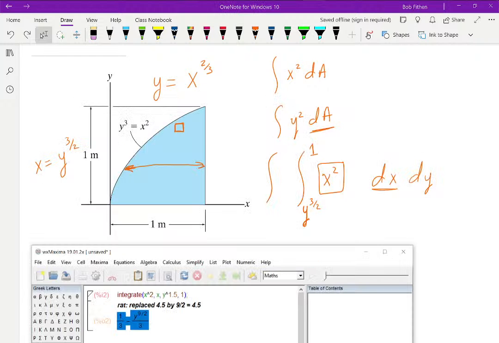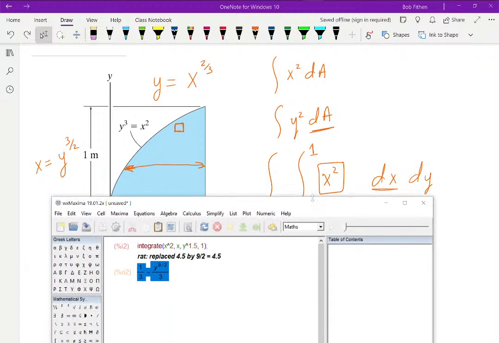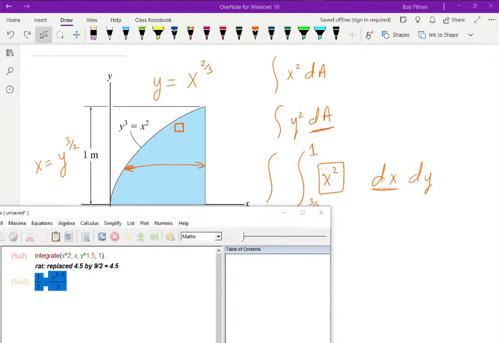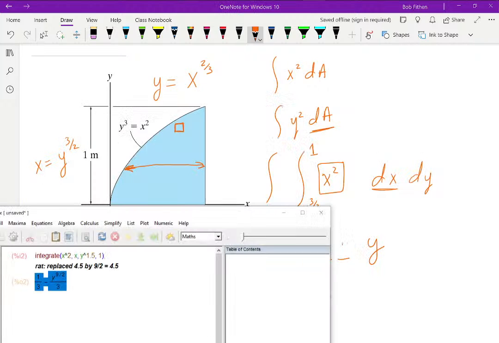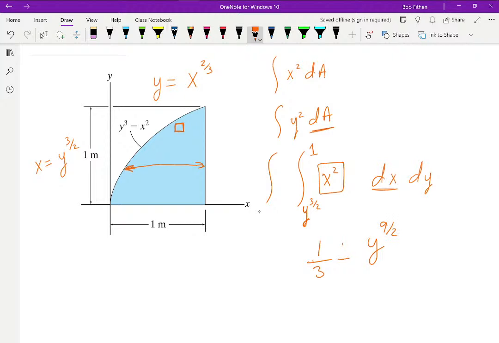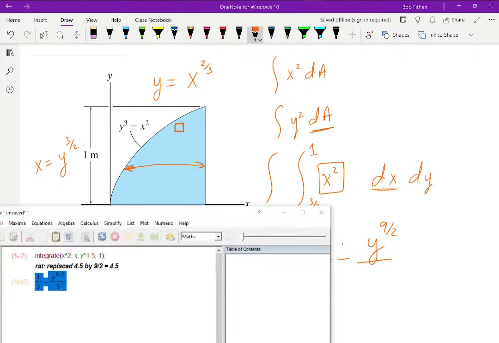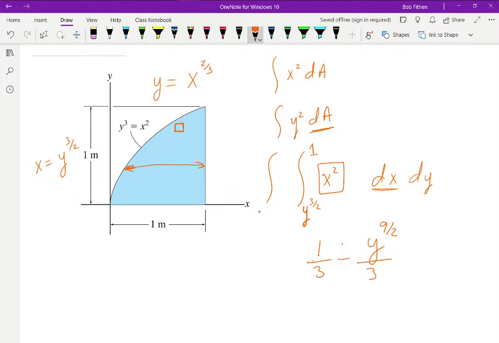When in doubt, I can't make it any bigger, so I'll just copy it. 1/3 minus y to the 9/2 over 3. Now, here I have an integral that's dy.